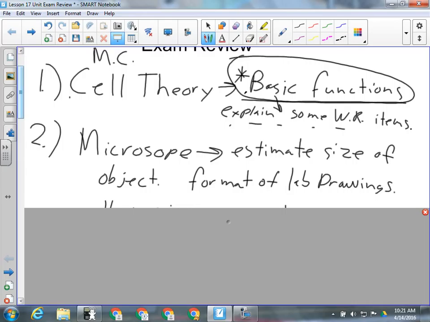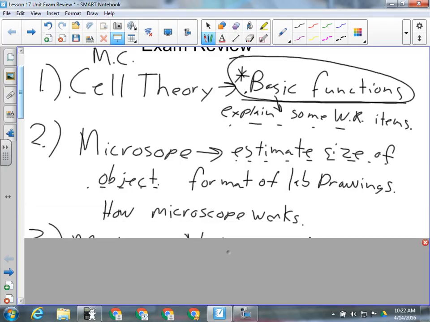Basically just format, but I would say this is probably the biggest one. Being able to estimate the size of the object, and we talked about that. You take the field of view, like on the high power, that's 400 micrometers, and you estimate how many would fit across. If it's 4, each one is 100 micrometers. Something like that.